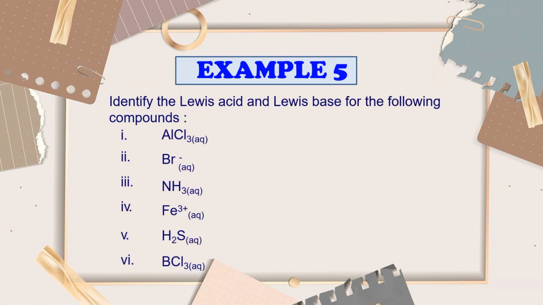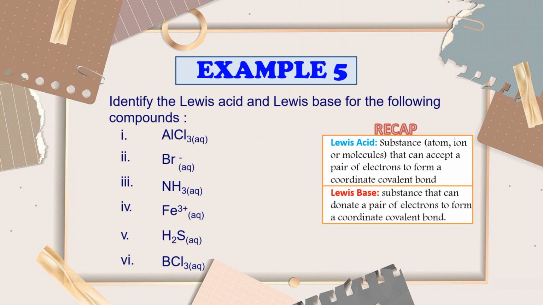Next, identify the Lewis acid and Lewis base for the following compounds. A Lewis acid is a substance that can accept a pair of electrons, whereas a Lewis base donates a pair of electrons. Now we look at AlCl3. This has an incomplete octet, meaning it can accept a pair of electrons. So this is a Lewis acid.